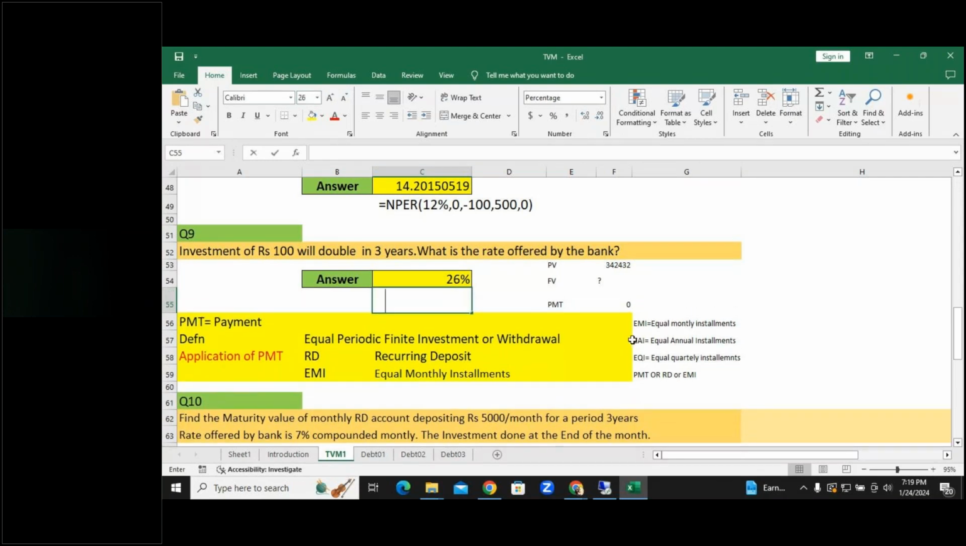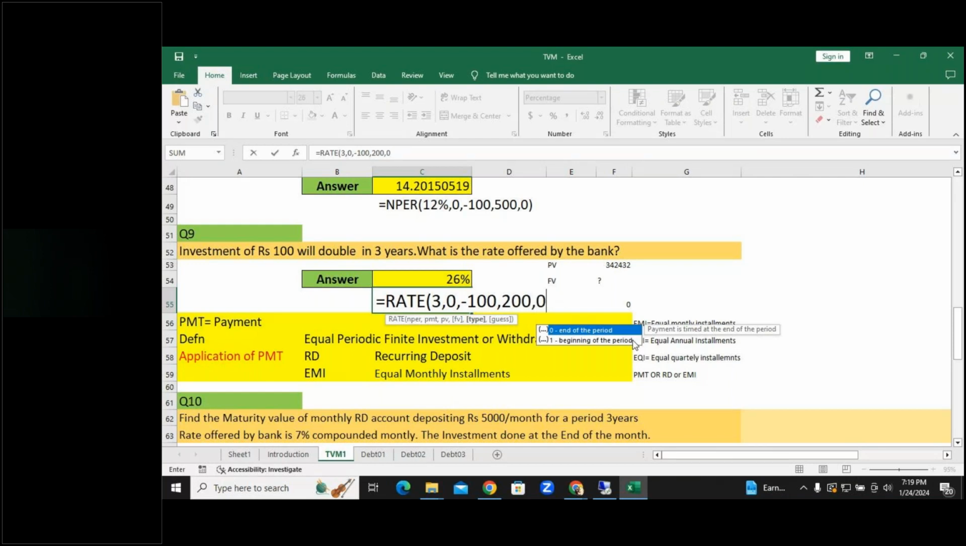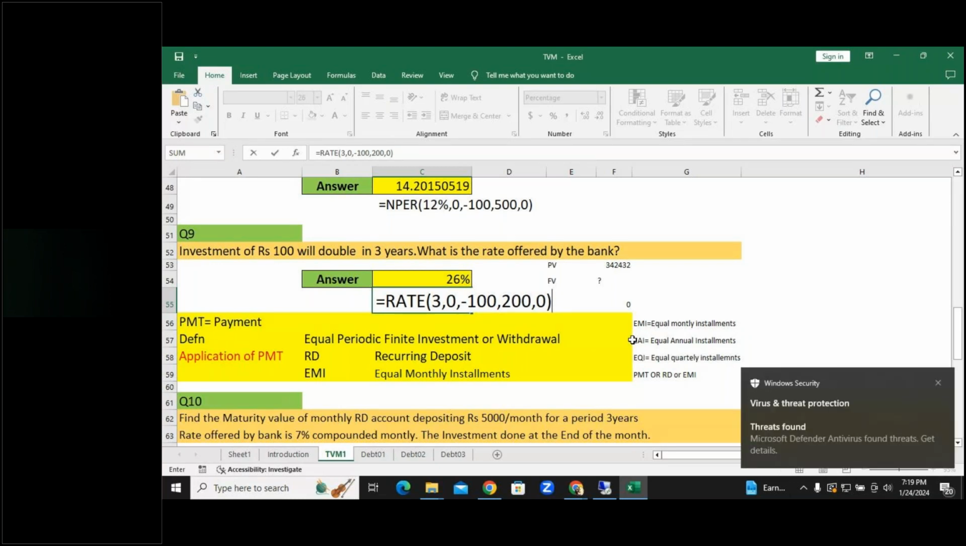So equals RATE, open the bracket, NPER is for 3 years, comma, PMT 0, comma, PV. So today I am investing 100 rupees. Future it is going to double. That means it is going to become 200. Then I wanted to check for end of the period. So if I am paying 100 rupees for 3 years, what is the rate of interest that is offered by the bank? It is 26%.